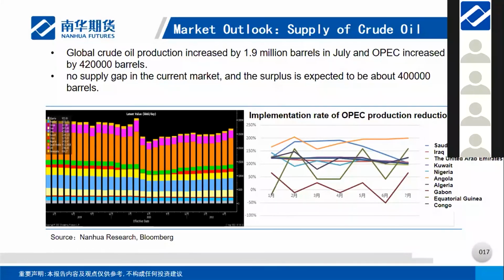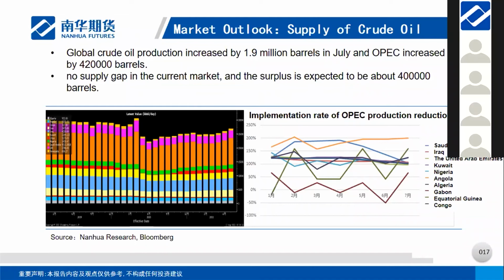So from a fundamental point of view, global crude oil production increased by 1.9 million barrels in July. In this later stage, the increase of oil supply is unexpected. So in total, we give a neutral view on the global crude oil supply side. The reason is as follows.